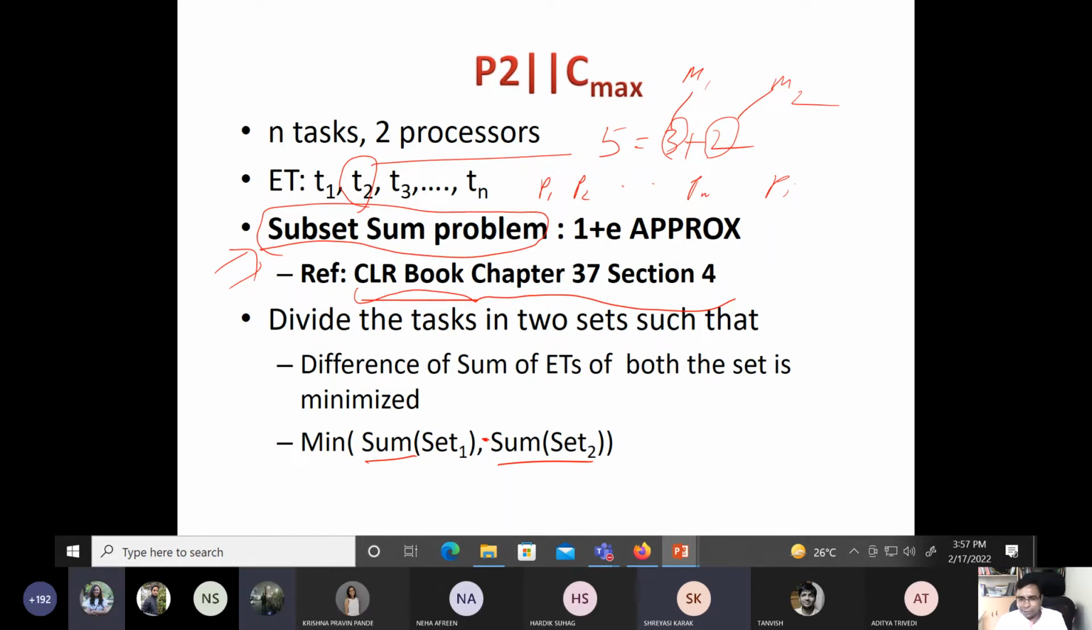Is this clear, or should I explain the subset sum problem again? This may not be necessary because it will be repeated. No, sir, it was taught earlier. Yeah, so I am simply correlating the things. So with this, our definition P2 Cmax gets mapped to the subset sum problem, and we don't require this thing.